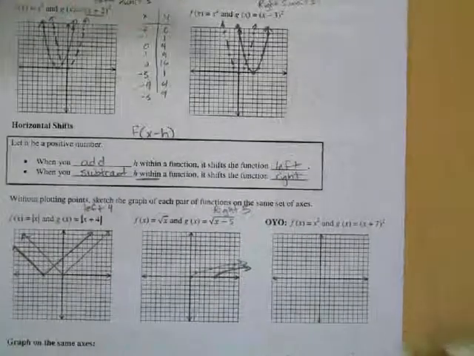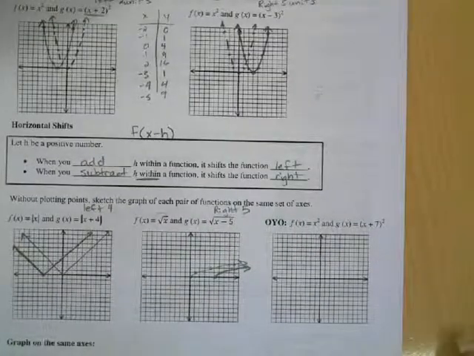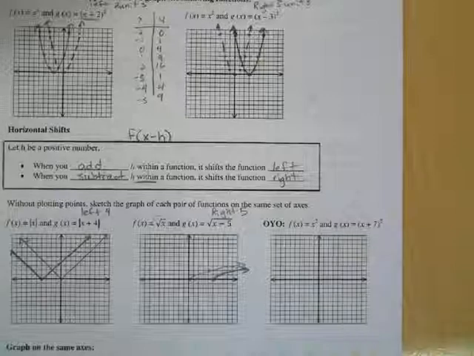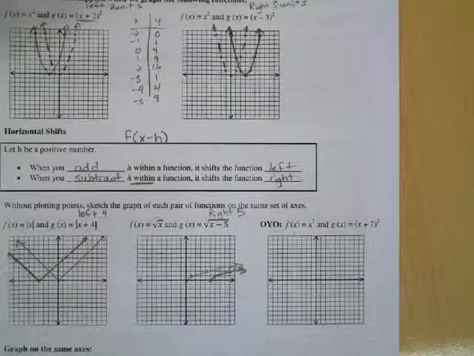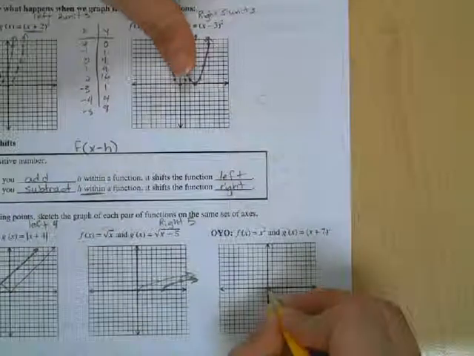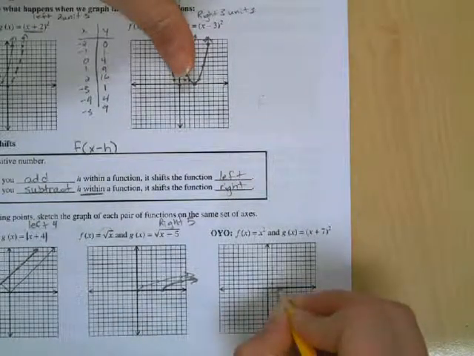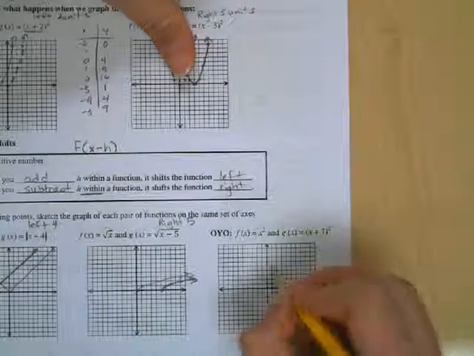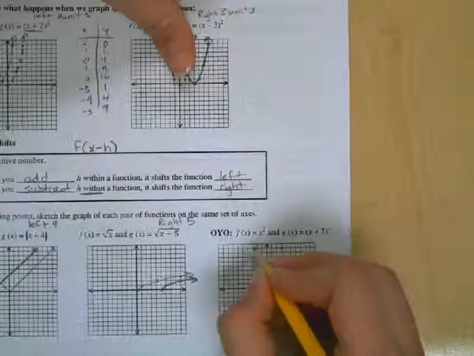So I take this time. Okay, hit the pause button, see if you can do the next graph, see if you can get the same answer that I do. I'm going to go ahead and keep on going, starting with my parent function. 0, 0, 1, 1, 4, 2, 9, 3, other side.